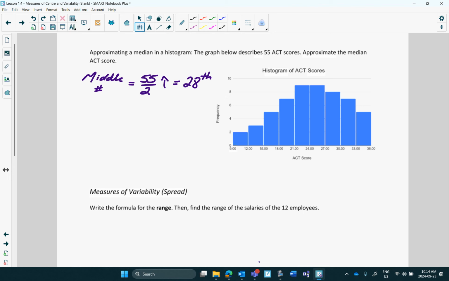Start from the lowest. There's 2 here. Add 3 is 5. Add 5 is 10. So the first 10 numbers are in these 3 bars. Add 7 is 17. So the first 17 numbers are in these ones. 17 plus 9 is 26. So the 26th number is in this bar, which means the 27th and the 28th must be in this bar. So we can be a little bit more accurate and say the median's between 24 and 27.